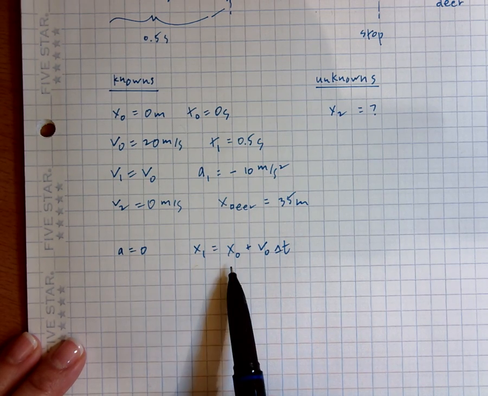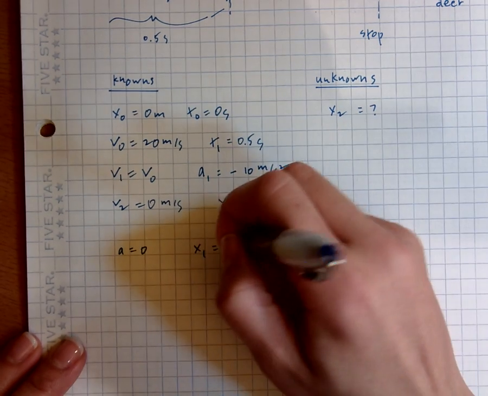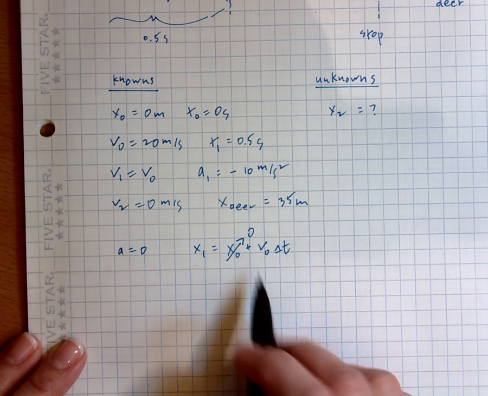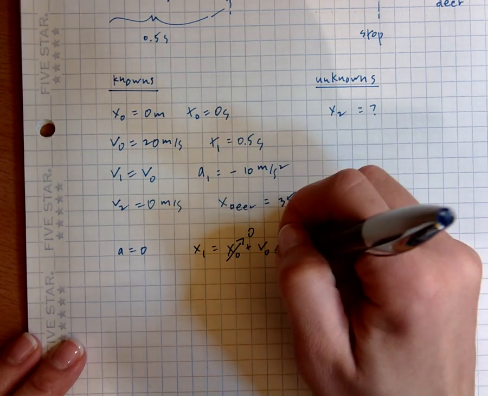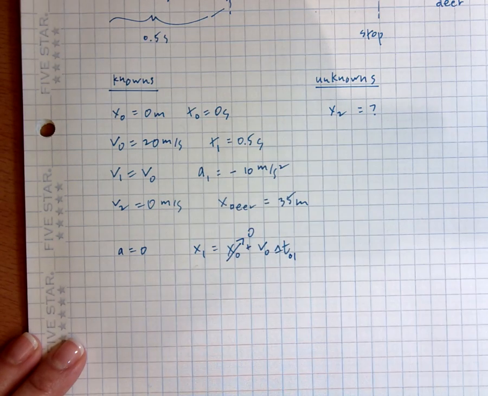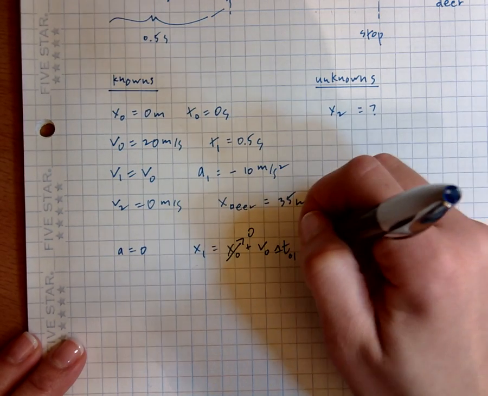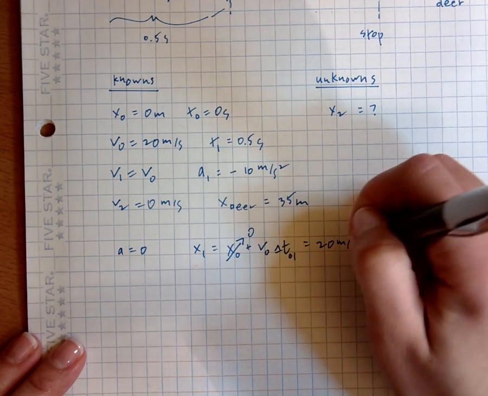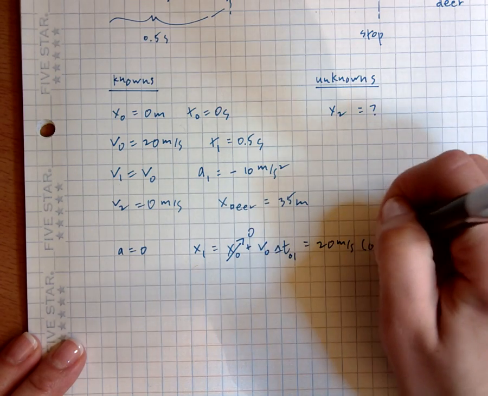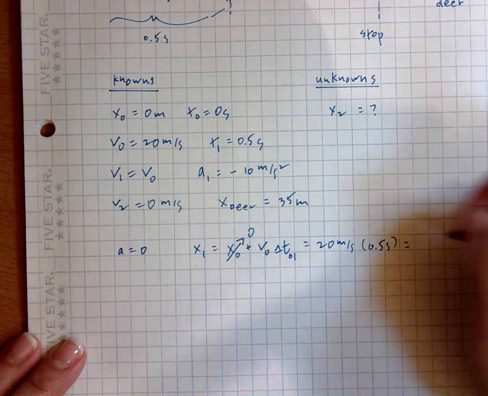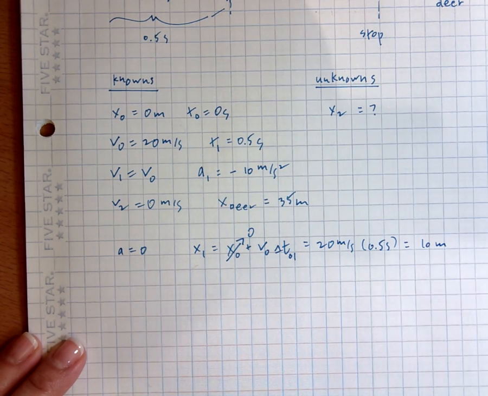So, do I know x naught? Yes, I do. In fact, it's 0, so go ahead and get rid of that right away. Do I know v naught? Yes, I do. Do I know the time between those 2 points? We'll call that delta t, the change in time from 0 to 1, just to be clear. If I plug in all the values, I get 20 meters per second times 0.5 seconds. And notice the units cancel. Meters per second times seconds gives you meters. So that's 10 meters. So the car travels 10 meters between those 2 points.